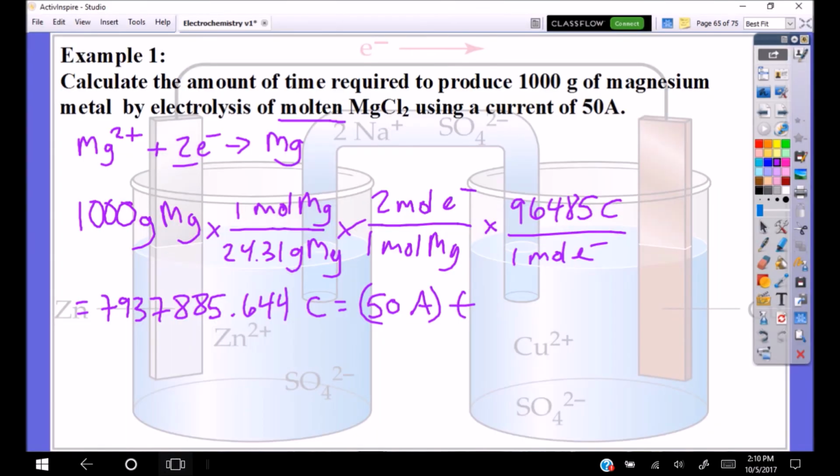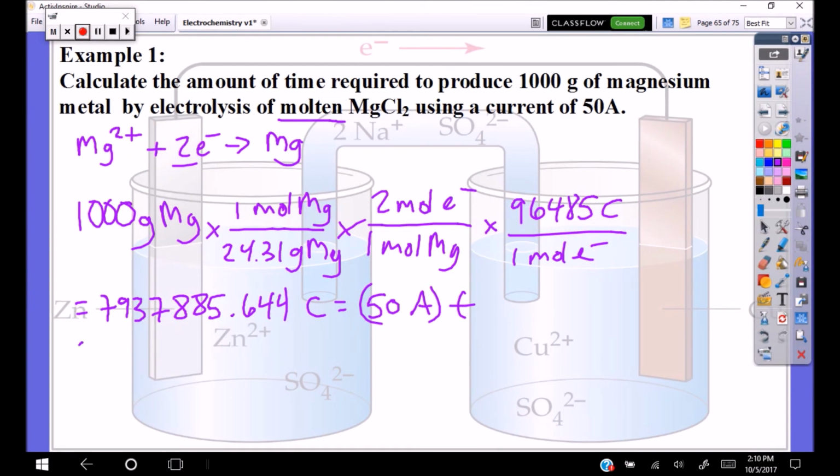And I get T is equal to 158757.75. What's my unit? Seconds. That is almost 160,000 seconds. That is not a useful unit for me, right? Think about this. We're trying to apply this in real life. I need to figure out how much time realistically this is going to take me if I'm trying to do this myself in a lab.